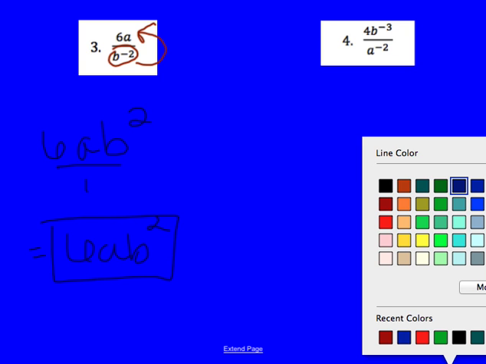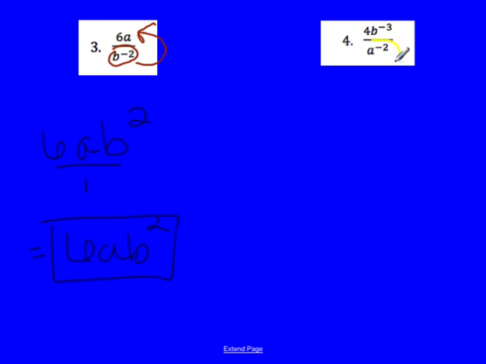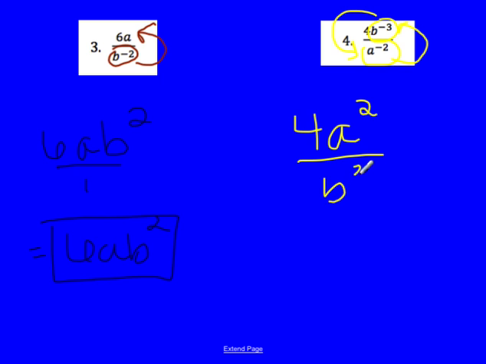Next, let's take a look at number 4. For number 4, we want to flip some things around. This a to the negative 2 is negative on the bottom, so I'm going to flip it to the top. This b to the negative 3 is negative on the top, so I need to flip it to the bottom. Notice that my 4 stays put. My 4 doesn't have a negative exponent. My a to the negative 2 is going to join it on top, and it's going to become positive. And my b to the negative 3 is going to flip to the bottom, and it's going to become positive down there.